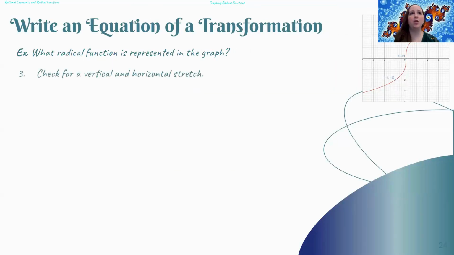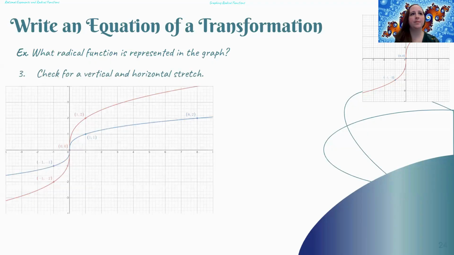So again, I'm going to check for that vertical and horizontal stretch. Okay. So I'm looking at this graph here. Again, I'm going from (1, 1) to (1, 2), and I'm going from (-1, -1) to (-1, -2). So I do see that there is a vertical stretch here.